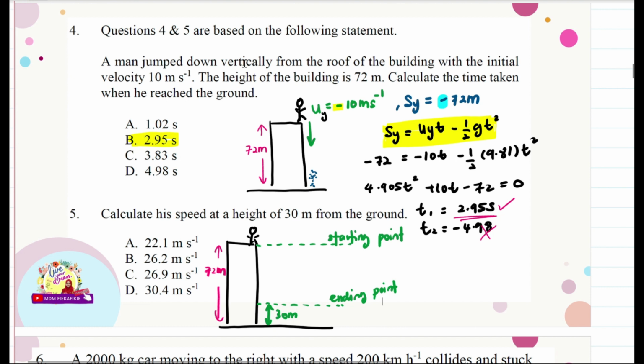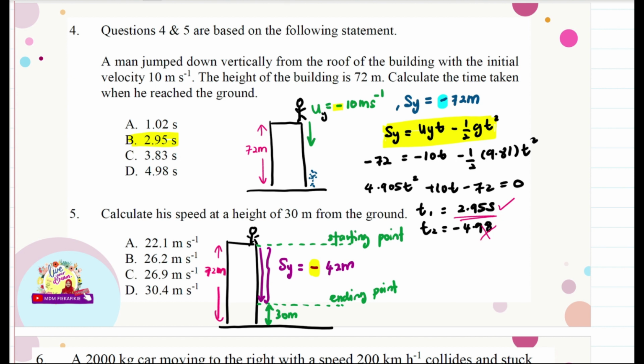Okay, so daripada starting point to ending point, berapa jauh dia dah travel? Okay, lelaki tadi. So, 72 minus 30. So, inilah. So, dia dah bergerak ke bawah. So, dia jump downward until 30 meter from the ground. Means that the vertical displacement traveled by the man is negative 42 meter. Negatif tak boleh you tinggalkan. Tak boleh you tak letak dalam you punya calculation.